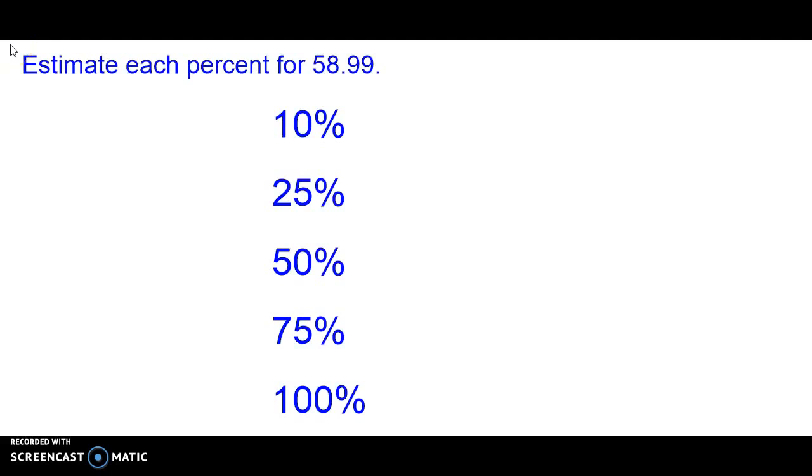Let's use those estimating skills now to determine the estimate for each of those percents for 58.99. So 58.99 is a difficult number to work with, so maybe the first thing we should do is round 58.99 to an easier number to work with. So let's take that amount and round it to, say, 60. That's going to be an easier number to work with. So now, 60, what is each of these percentages?